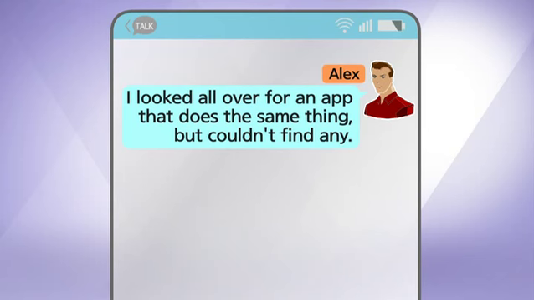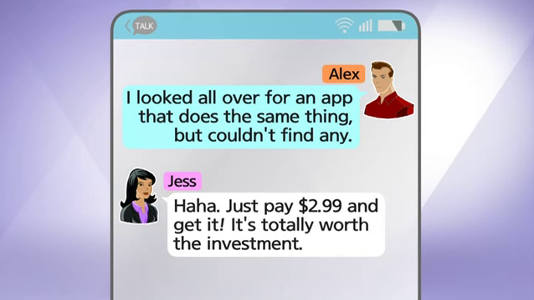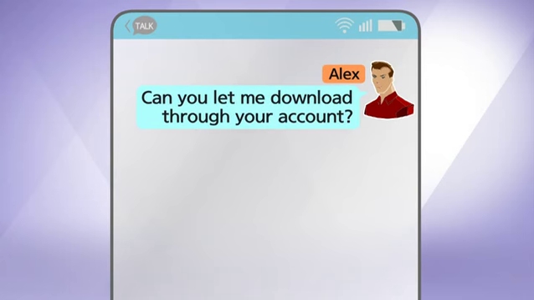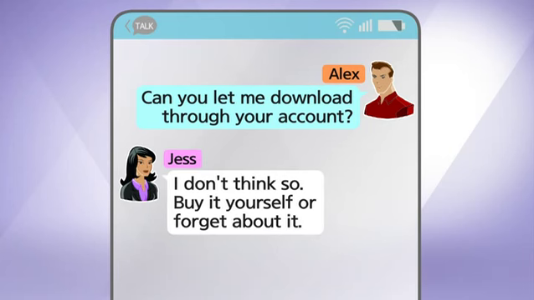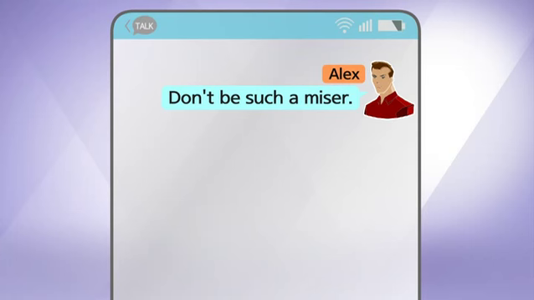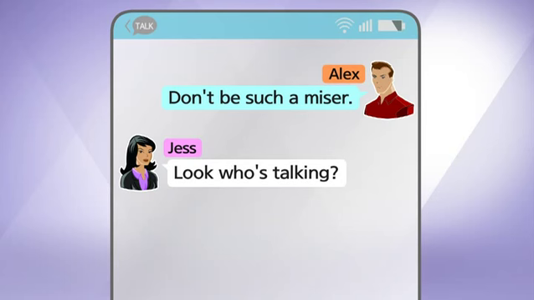I looked all over for an app that does the same thing, but couldn't find any. Haha, just pay $2.99 and get it. It's totally worth the investment. Can you let me download through your account? I don't think so. Buy it yourself or forget about it. Don't be such a miser. Look who's talking.